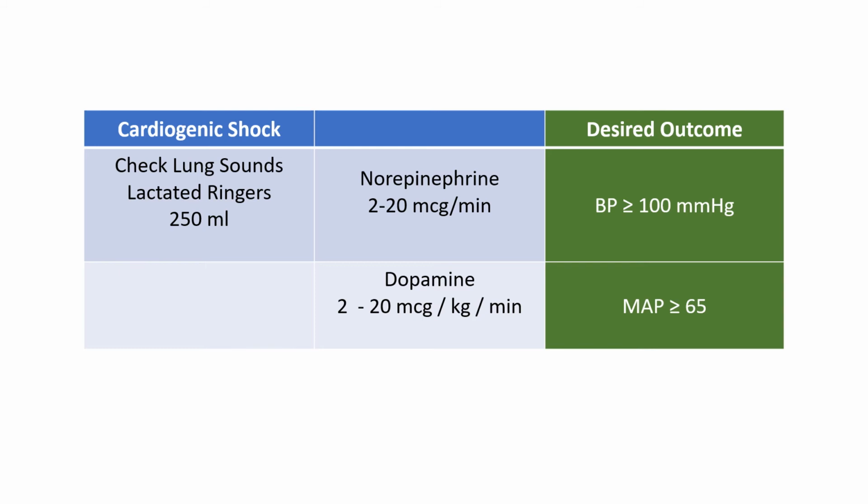You can start with a bolus of 200 milliliters of lactated Ringer's and move on with norepinephrine or dopamine. Your desired outcome will be a blood pressure greater than or equal to 100 or a MAP of greater than or equal to 65.